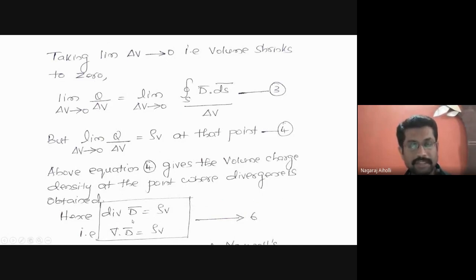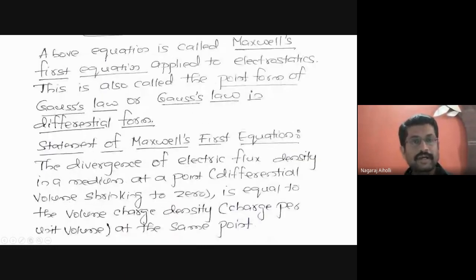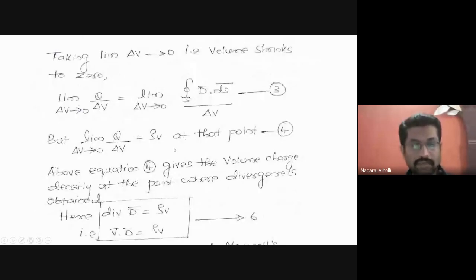What is this divergence D bar? It is del dot D bar. Divergence is always written as del dot D bar, that is equal to rho v. Take it as the next equation. The above equation is called Maxwell's first equation. This equation, rho v is equal to del dot D bar, is Maxwell's first equation for electrostatics.